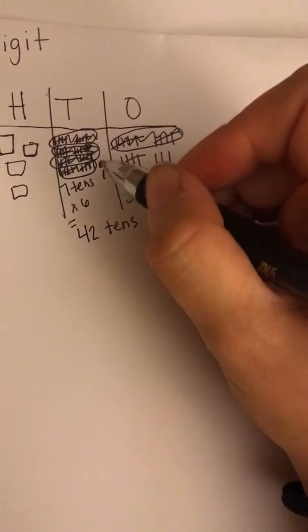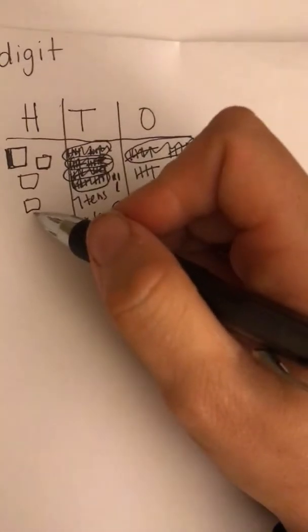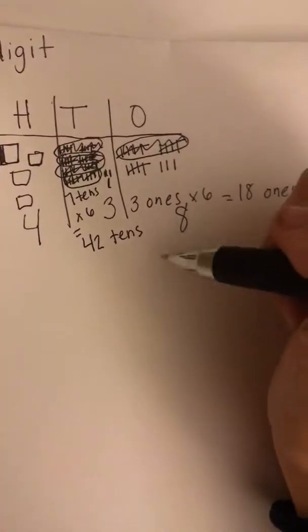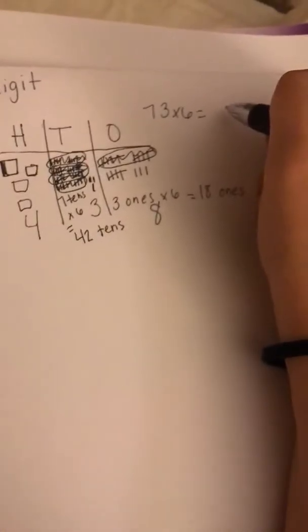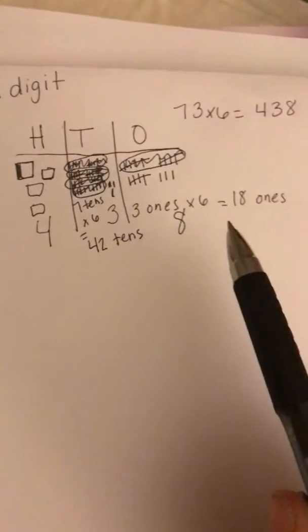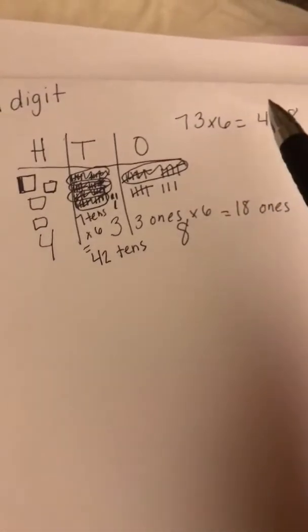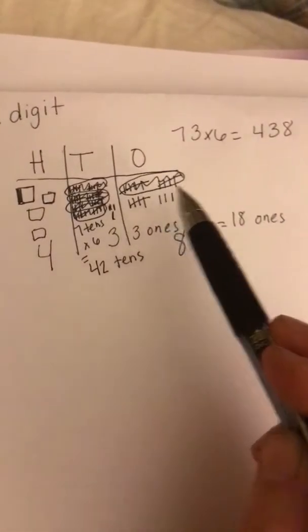Left in my tens place, 1, 2, 3 tens. And then in my hundreds place, there are 4 hundreds. So using the place value chart, it shows me that 73 times 6 equals 438. That's one strategy. This is a really concrete strategy, and it's really good for students who don't understand how we got this number, and they can actually see how we got that number.